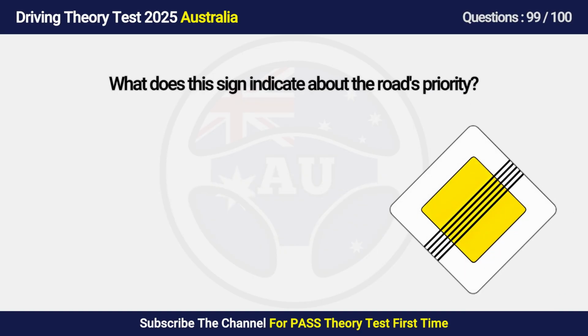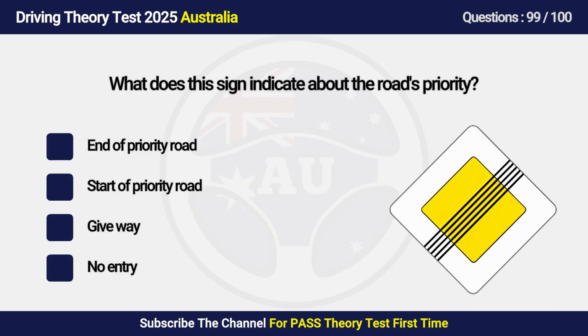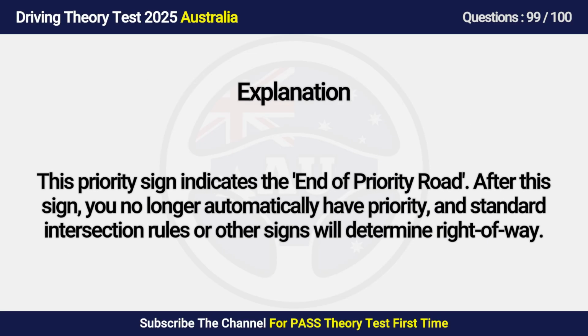Question 99. What does this sign indicate about the road's priority? A. End of priority road. B. Start of priority road. C. Give way. D. No entry. Answer is A. End of priority road. This priority sign indicates the end of priority road. After this sign, you no longer automatically have priority, and standard intersection rules or other signs will determine.